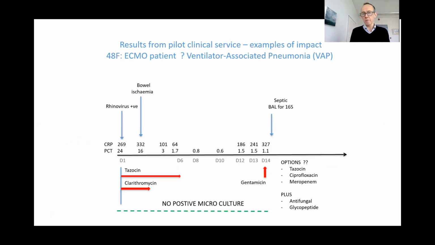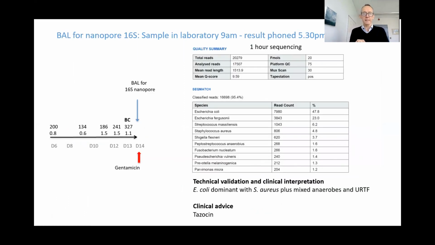So this is a 48-year-old woman, came in for ECMO, who's been in for a while. We think it's an infection that brought her in, not quite sure. You can see from the CRP markers that they initially came down, but then increased. And around day 14 into admission, she got a ventilator-associated pneumonia. We took a BAL for 16S. We did the 1-hour sequencing test. The sample arrived in the lab at 9 a.m. We rephoned the results at 5:30 p.m.